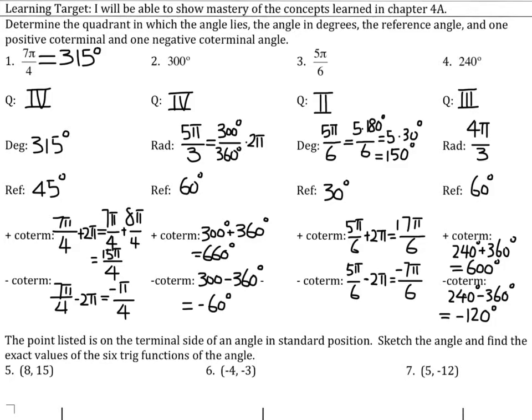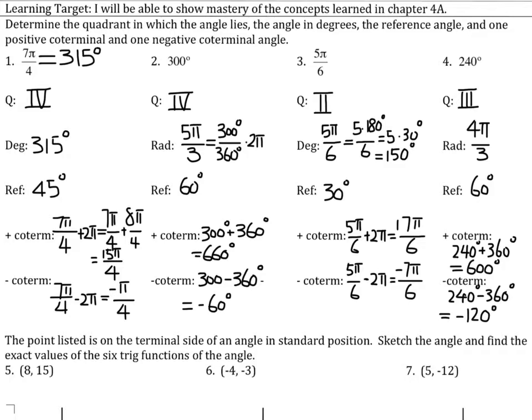Negative coterminal angles. The easiest way is to subtract 2 pi. 7 pi over 4 minus 2 pi gives negative pi over 4. That means I'm measuring the angle in the clockwise direction, and they share the same initial side and terminal side: negative pi over 4.